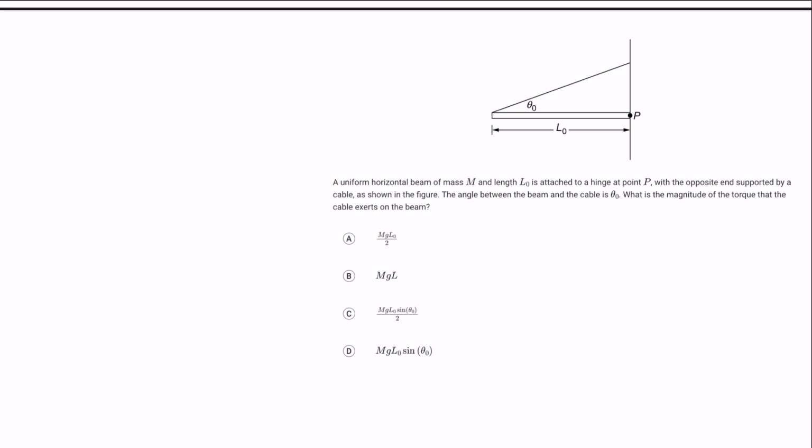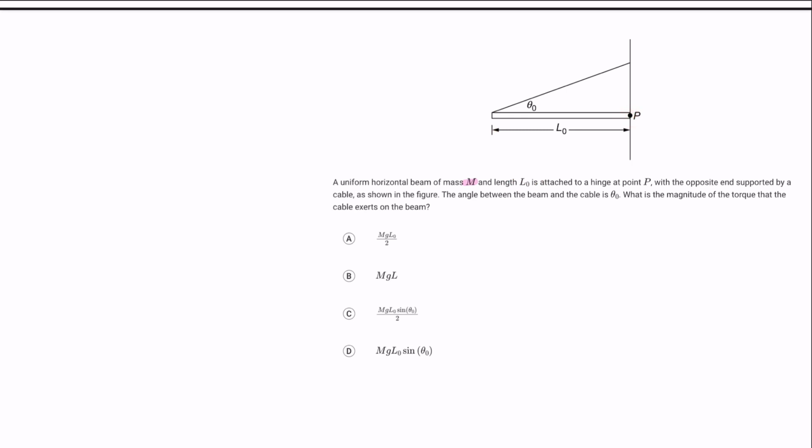All right, here it looks like we have a uniform horizontal beam. The beam looks like it exists right here. It has mass capital M, and length L. And it's attached to a hinge at point P. So it's actually attached here, and we're going to consider that the axis of rotation. So if we were to cut this string, then it would probably just fall down this way, staying attached here at point P.